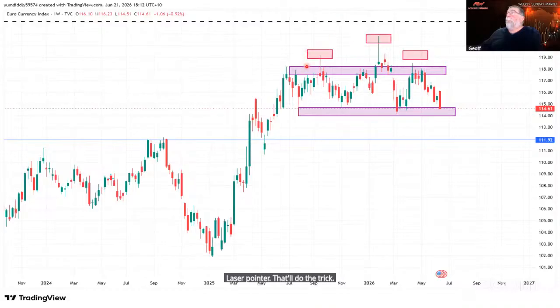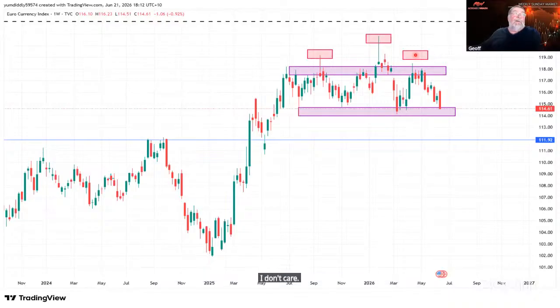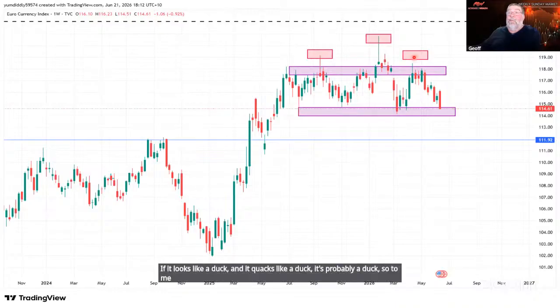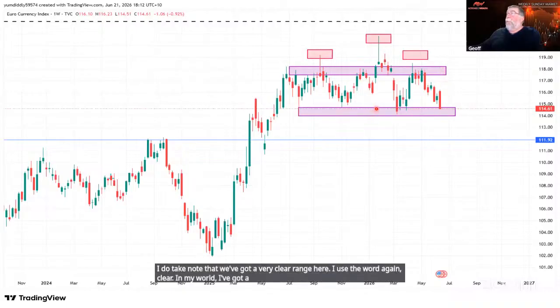So we've got left shoulder, head, right shoulder in my world. And like I said, some people will say, well, it's not a right shoulder because it hasn't come up to the box. I don't care. To me, if it looks like a duck and it quacks like a duck, it's probably a duck. So to me, this is a head and shoulders. And I do take note that we've got a very clear range here. I use the word again, clear. In my world, I've got a clear range here.